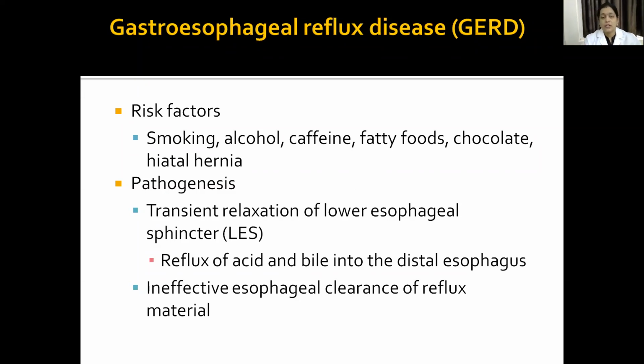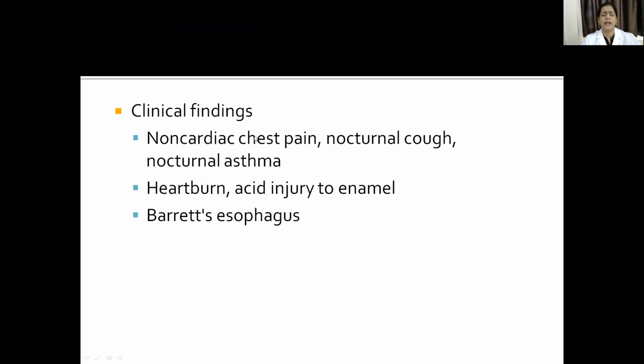If the lower esophageal sphincter, which is a functional sphincter, is weakened, then what happens? The food regurgitates, right? So this is the importance of anatomy and physiology you have to know. So there is reflux of acid and bile into the distal esophagus, and ineffective esophageal clearance of the refluxed material. So what do you find? What complaints will the patient tell you when they come with this?